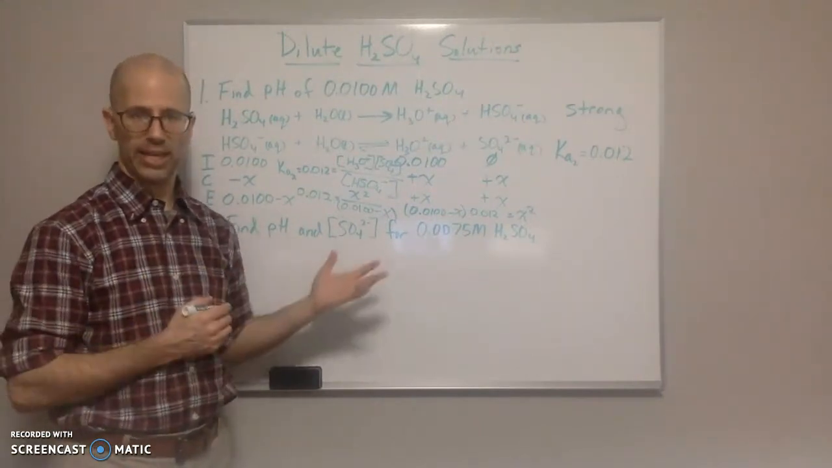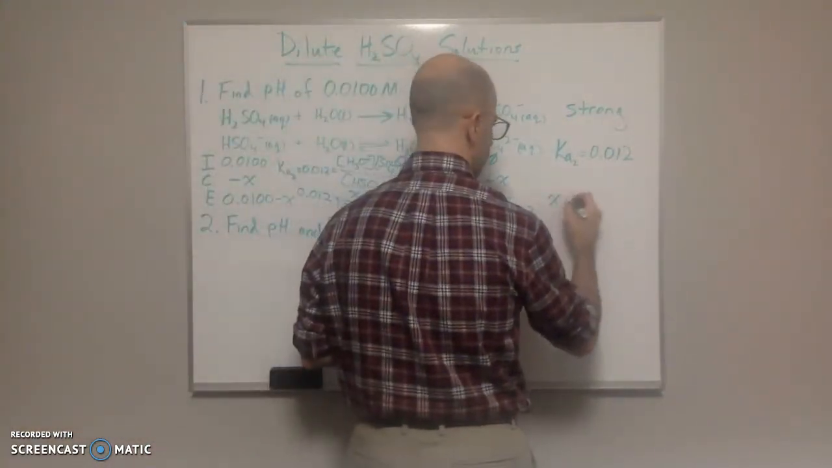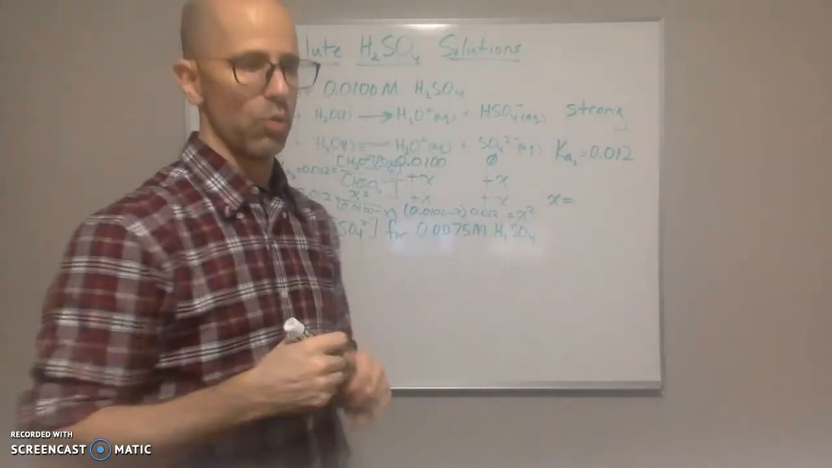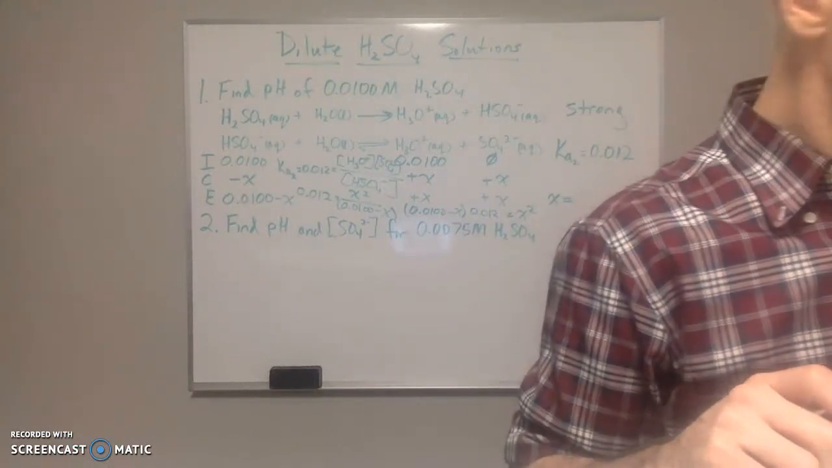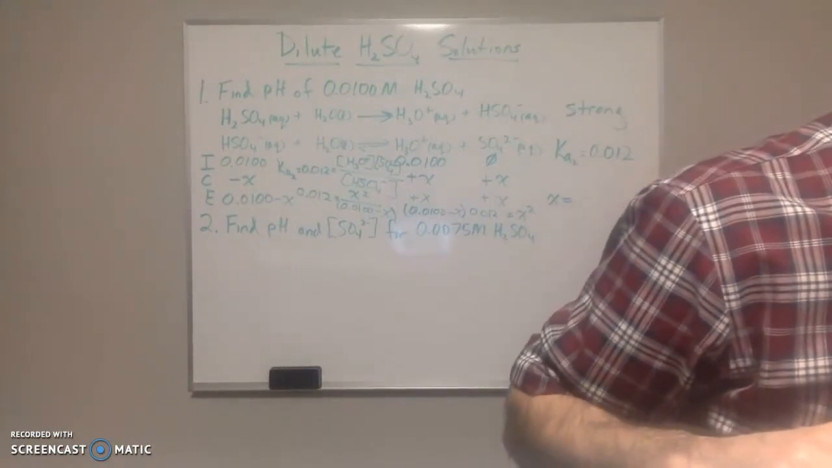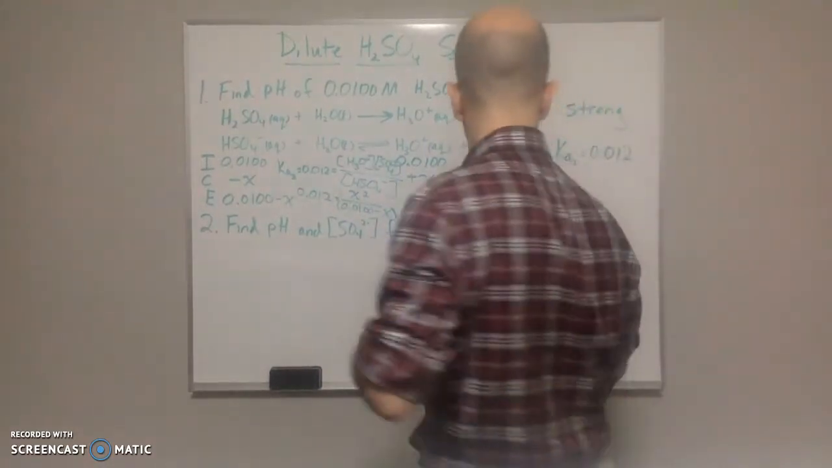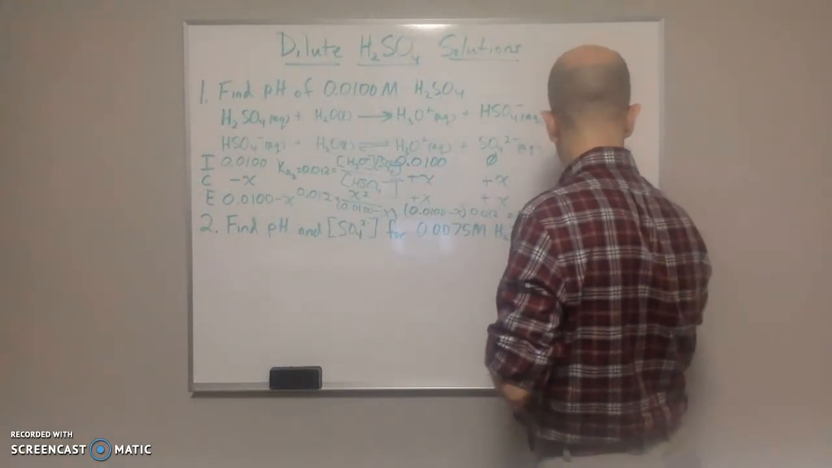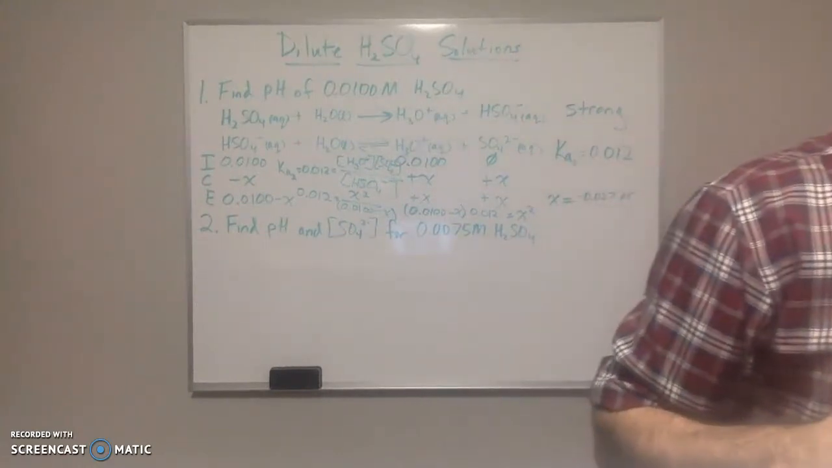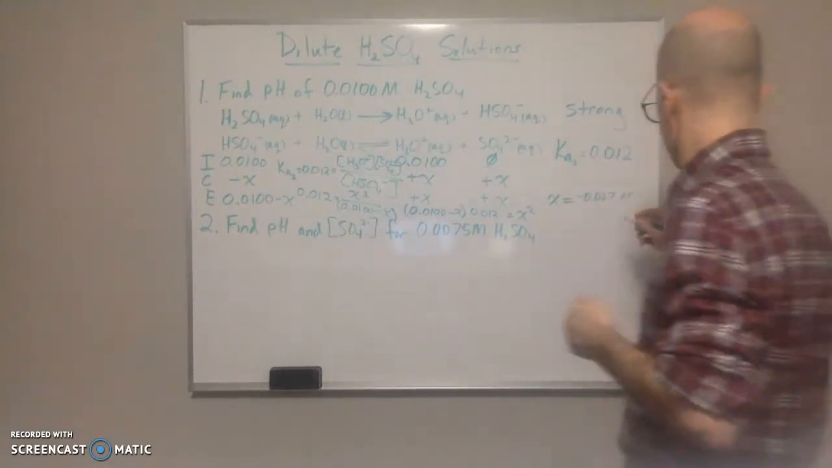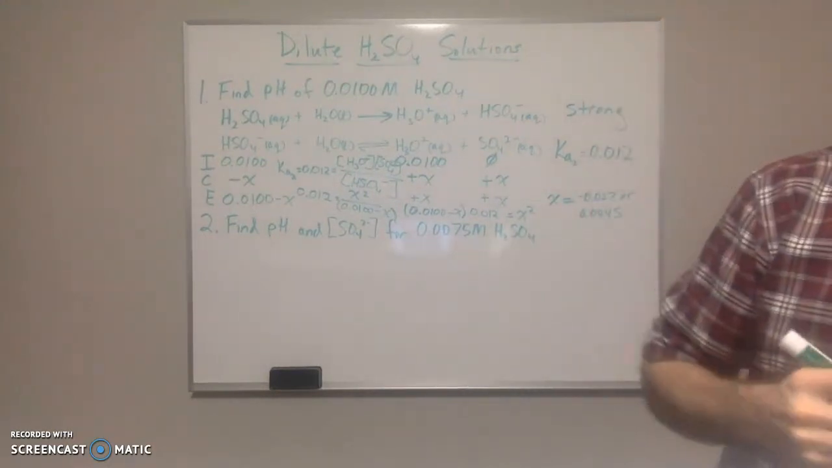I'm not going to go over it here, but once you solve using the quadratic formula, you're going to get negative 0.027, or you'll also get 0.0045. Let me double check.